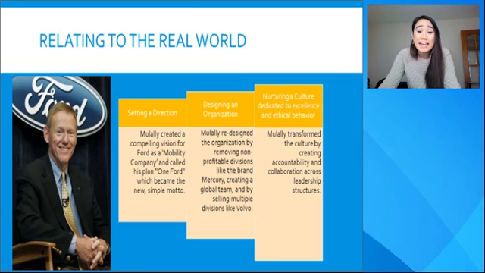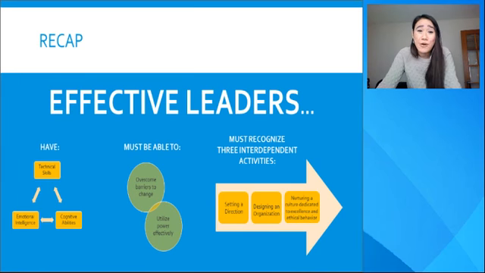So if we take anything away from this short meeting, I want you to all remember these important factors. Effective leaders have a combination of technical skills, cognitive abilities, and emotional intelligence. Also, leaders are considered change agents, so they also must be able to overcome barriers of change and utilize power effectively. And in addition to an organization's success, an effective leader must have a complete understanding of those 3 interdependent activities, which are setting a direction, designing an organization, and nurturing a culture dedicated to excellence and ethical behavior.